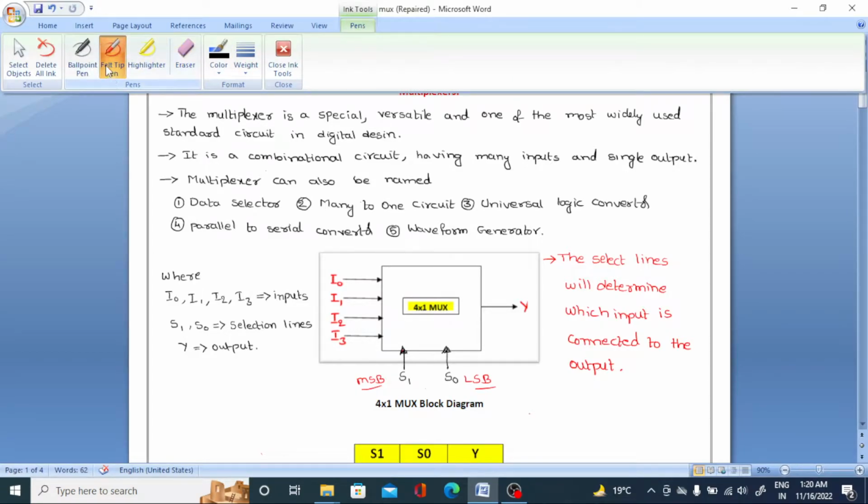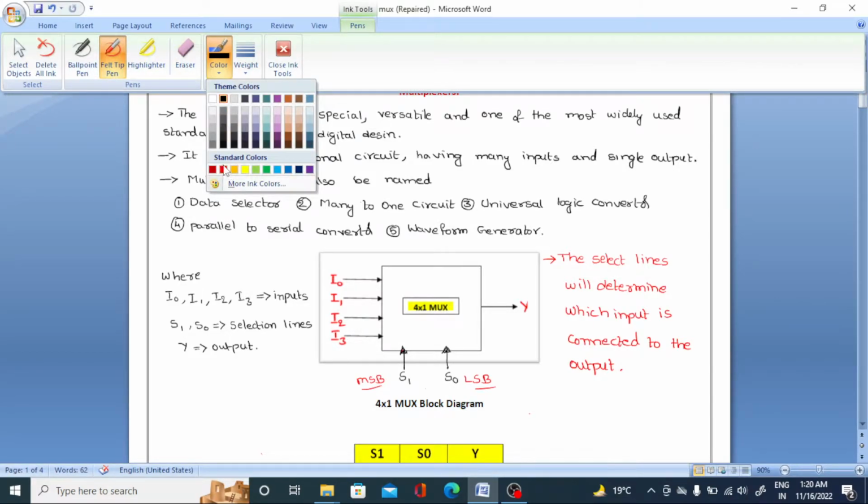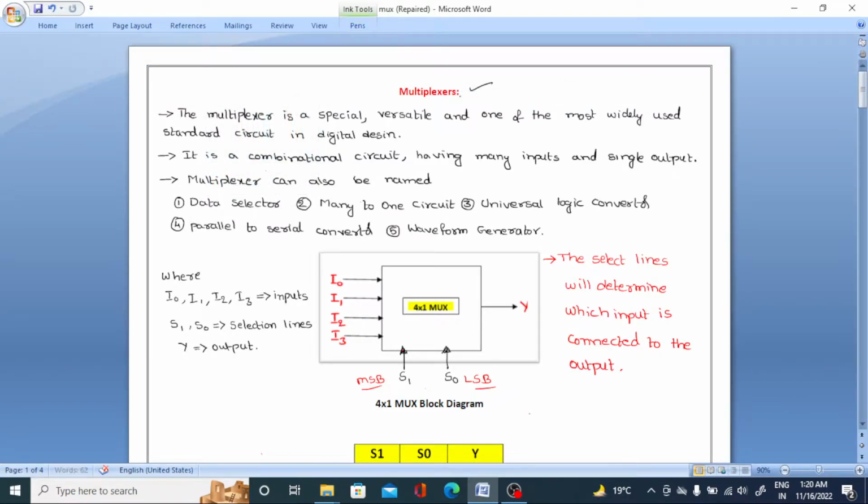In our previous video, we discussed encoder and decoder. Now we are going to discuss the multiplexer. The multiplexer is a special, versatile, and one of the most widely used standard circuits in digital design.